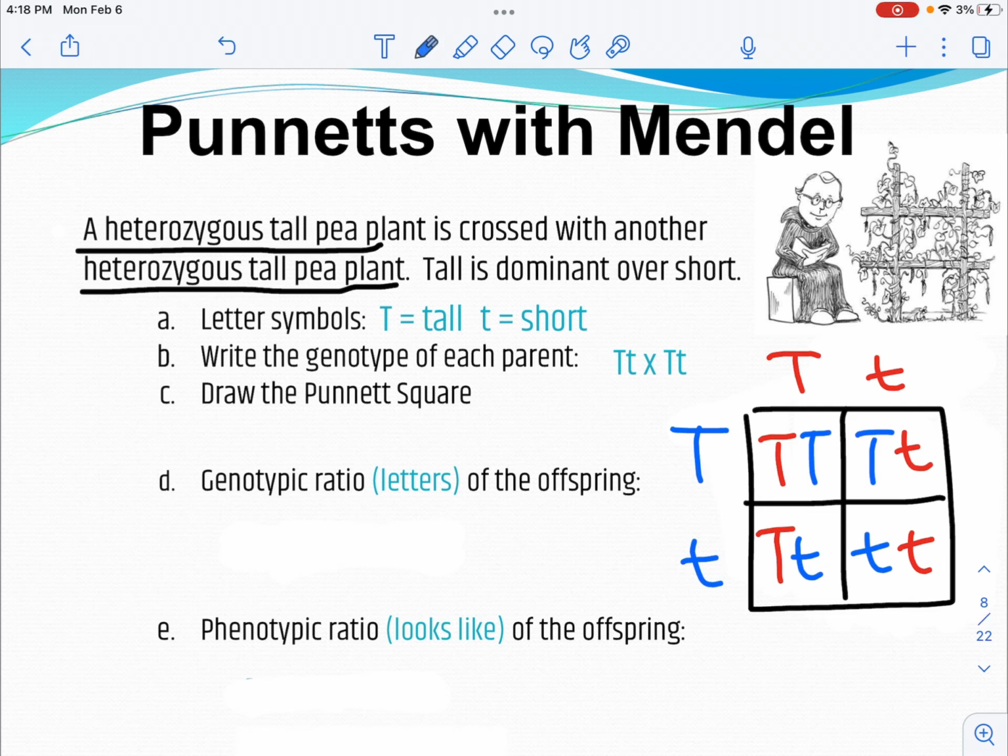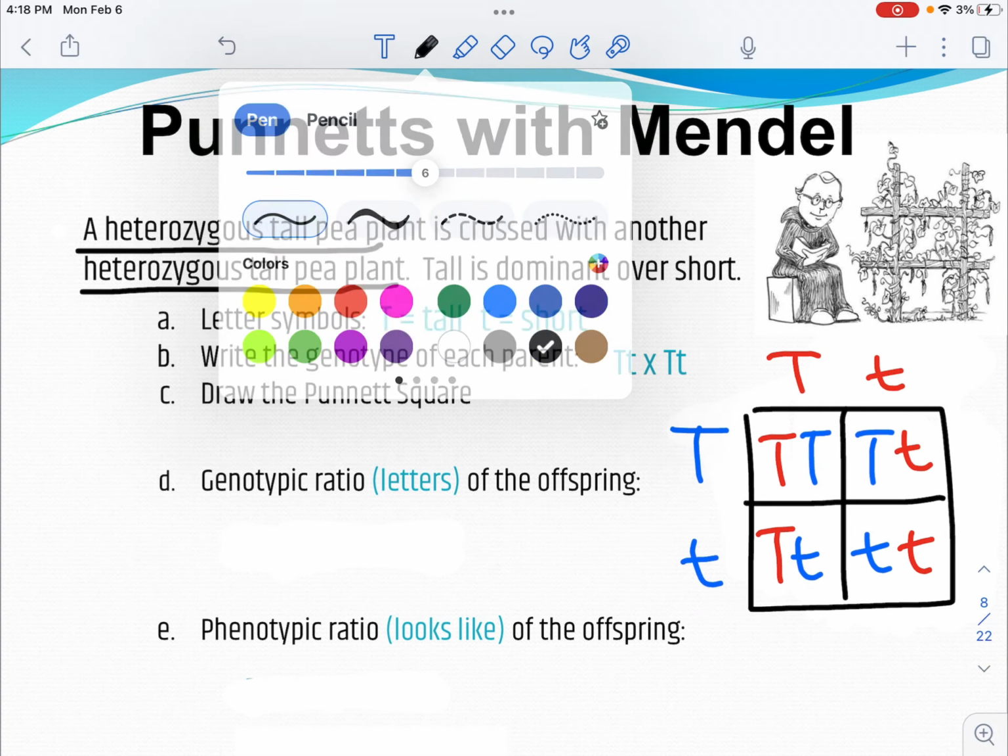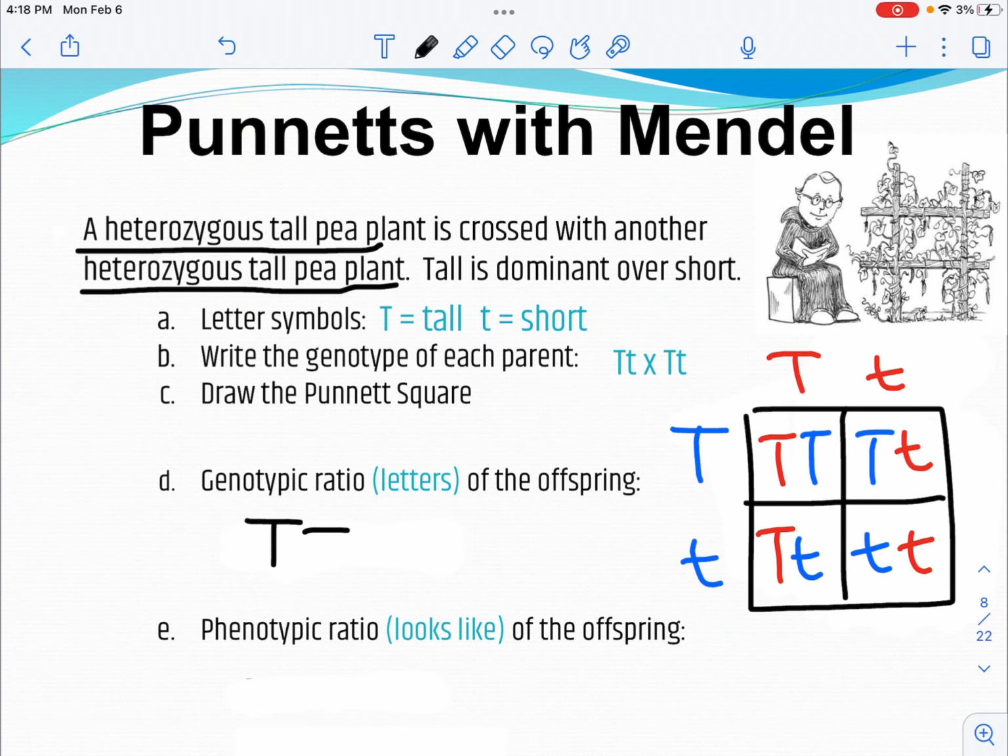So let's look at our ratios here. What are all the possible genotypes that we have? Well, we have big T big T, big T little t, and little t little t. And now we simply just have to count. We have 1 to 2 to 1 as our ratio of genotypes.